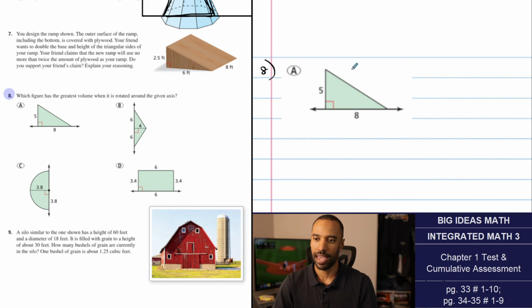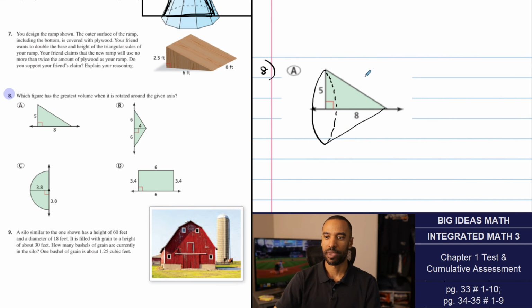But on part A, we make a cone. Excuse me, we make a cone. I ate steak as a part of my engagement that I had. It's a pretty big steak. I love my steaks.